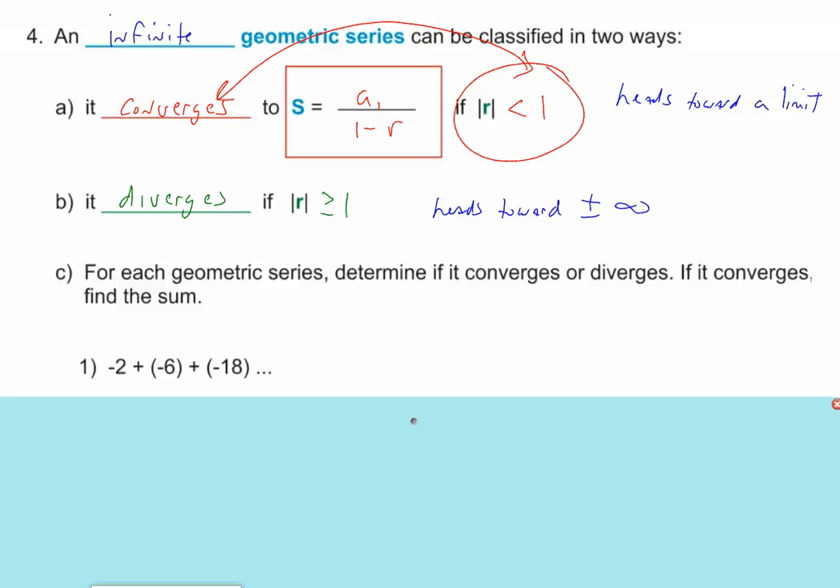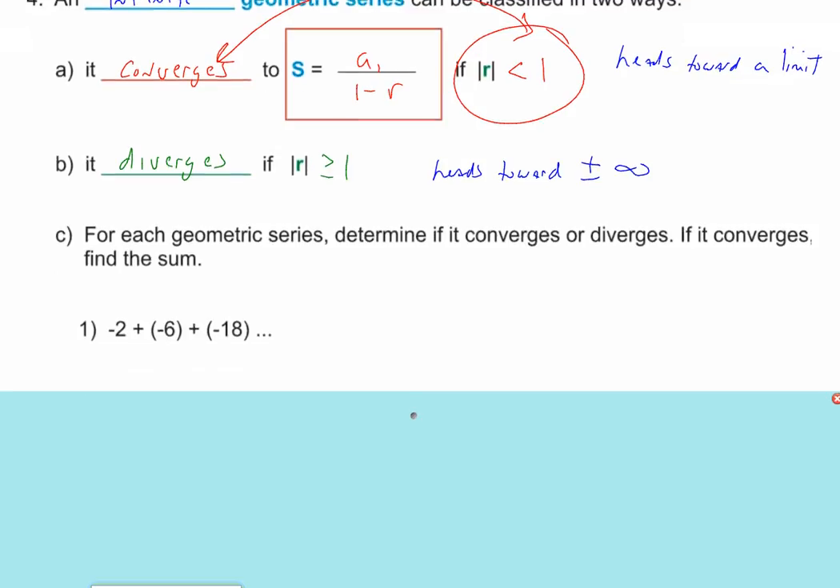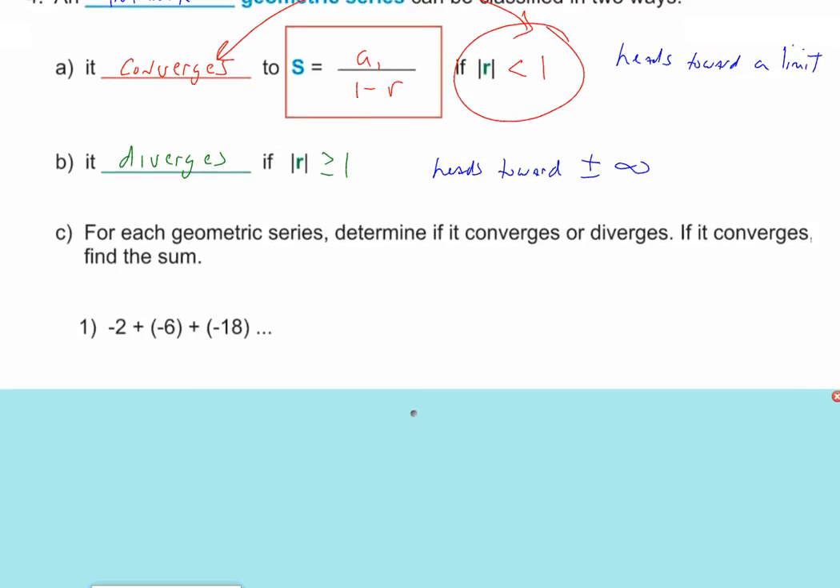So let's do a few of these. All right, so for each geometric series, determine if it converges or diverges. If it converges, find the sum. Again, if it converges, how do you find the sum? First term divided by 1 minus R. Pretty simplistic. First term divided by 1 minus R. All right, so we need R. So you look at that first one, and you have to determine R, because it's all about the absolute value of R, right?